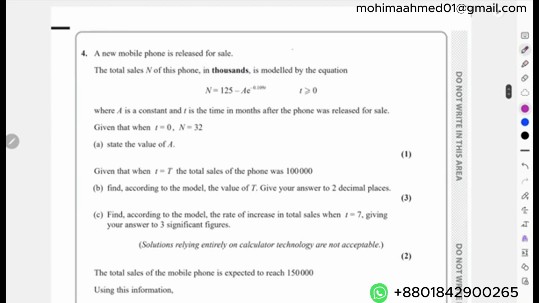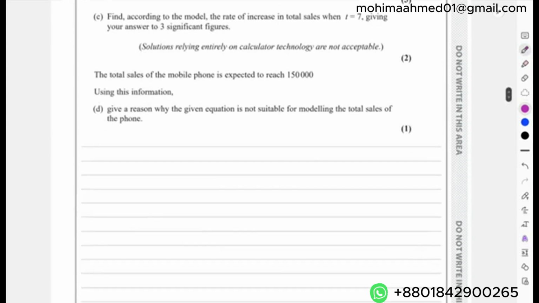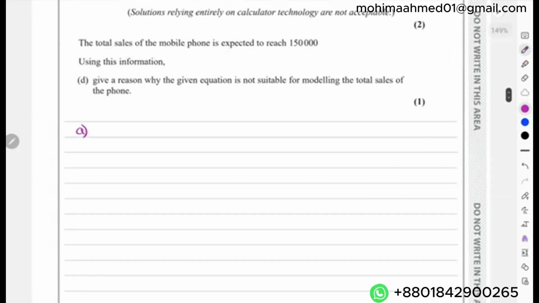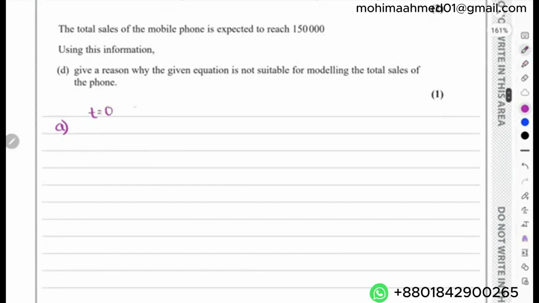Now they have given you information where A is a constant and T is the time in months after the phone was released for sale. Given that when T is equal to 0, N was 32, total sales was 32,000. This obviously indicates thousands. So state the value of A. We can certainly do that. We have 125 minus A, e to the power of minus 0.109t. We'll just start with A. I'll just input the values. T was 0 and N was 32.